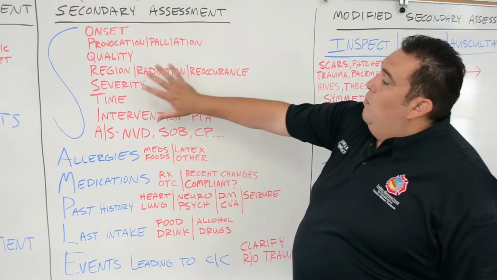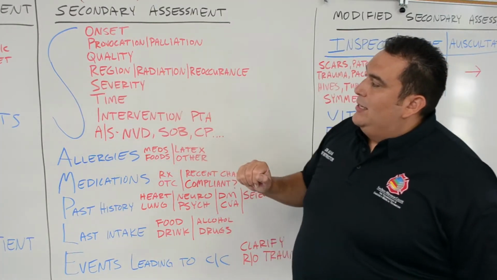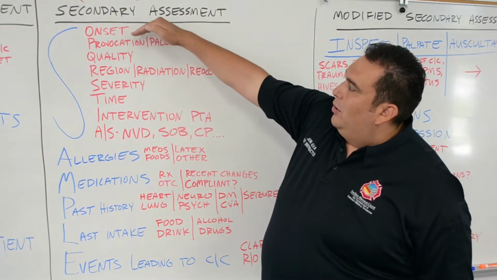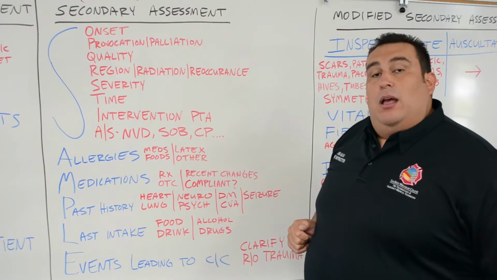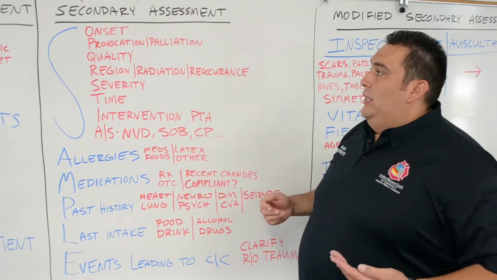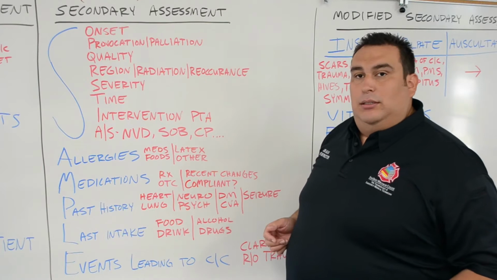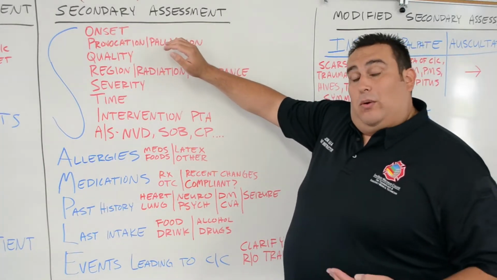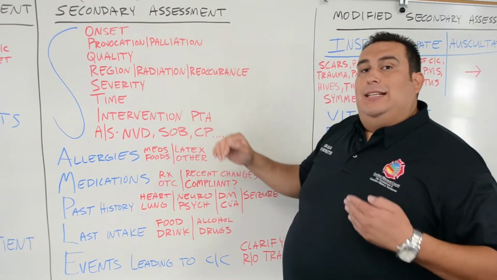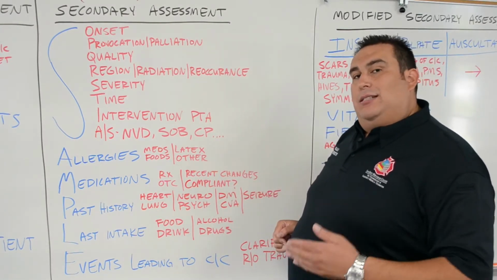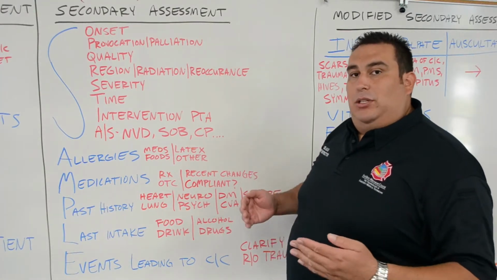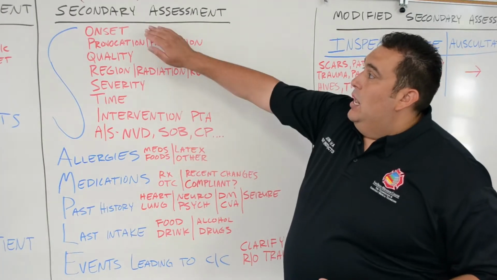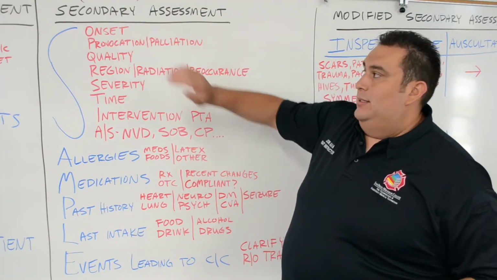Okay? Now, within the first part, we have our S, which is our signs and symptoms. So the first part is going to be the onset. We're going to ask our patient, what were you doing when this illness started? And was it a gradual onset or a sudden onset? Remember, ask these questions separately. Don't overwhelm the patient. Ask them one at a time. What were you doing when this started, and was this a gradual or a sudden onset?